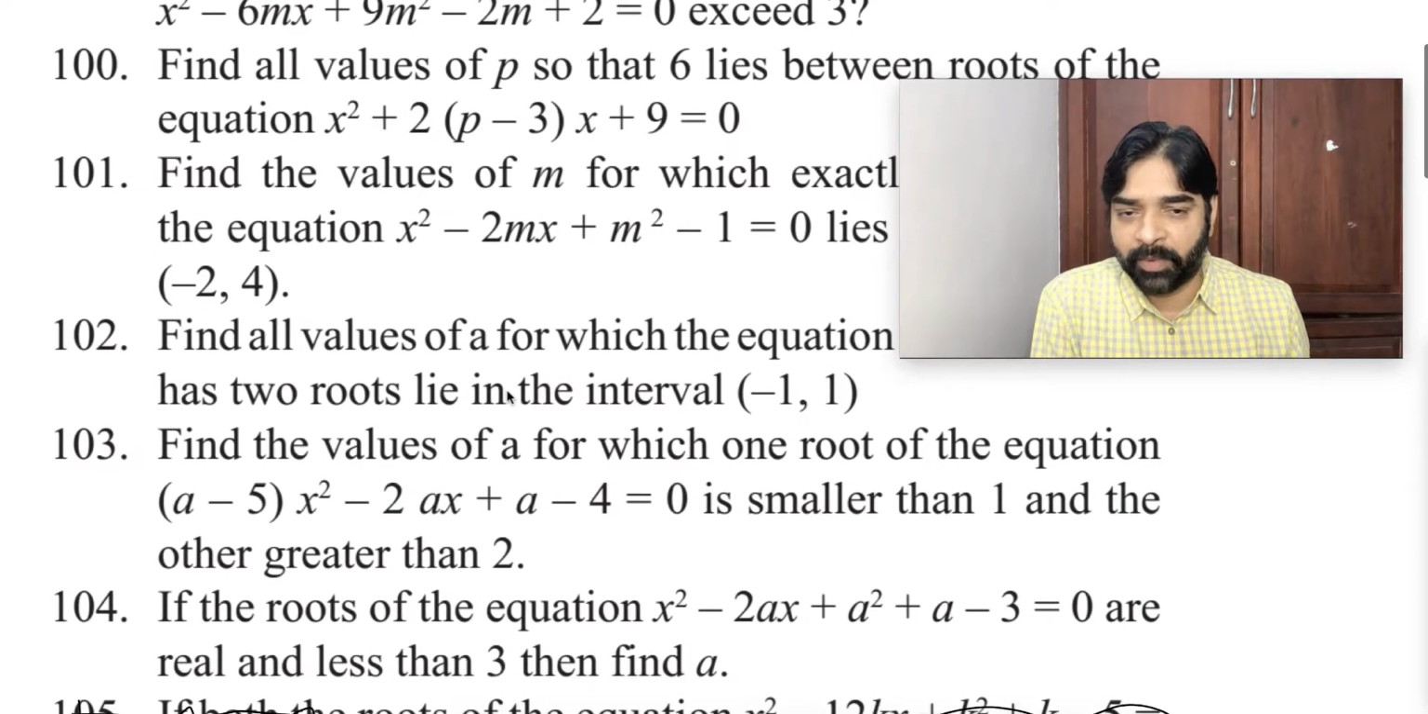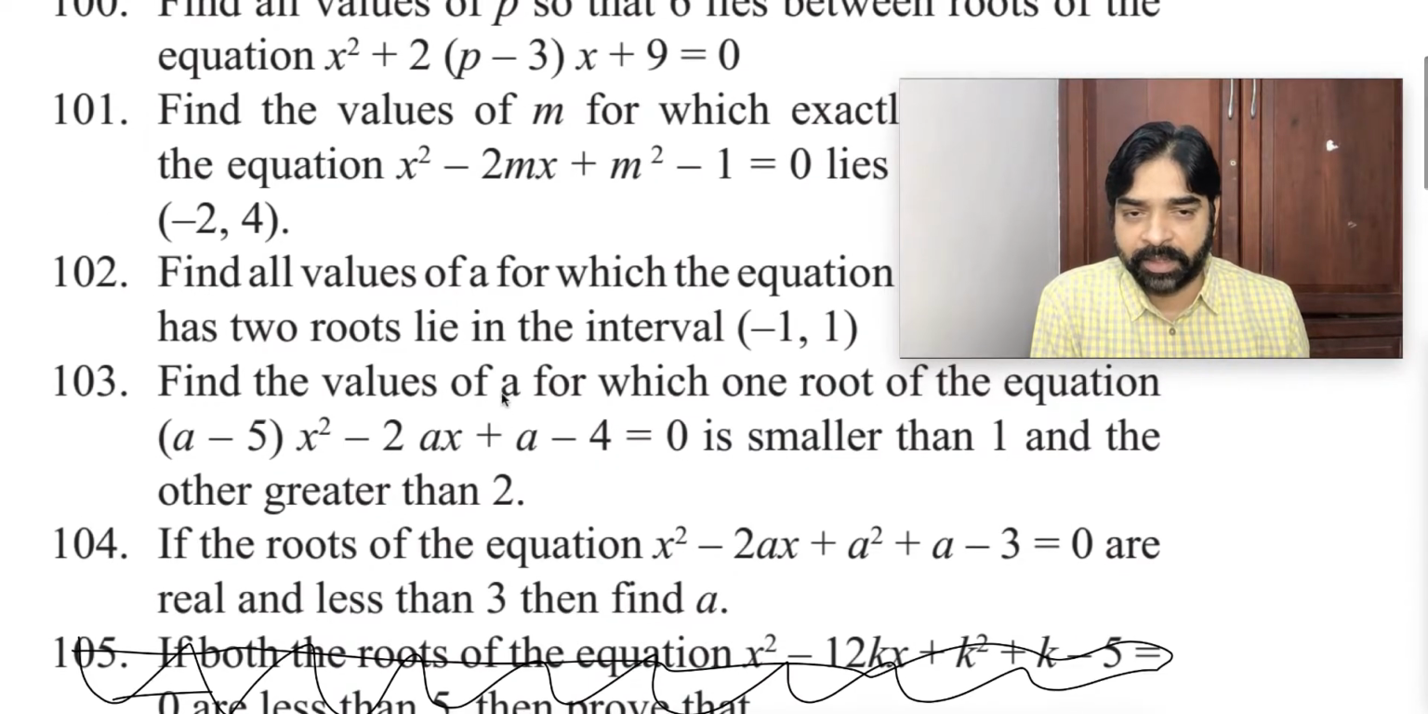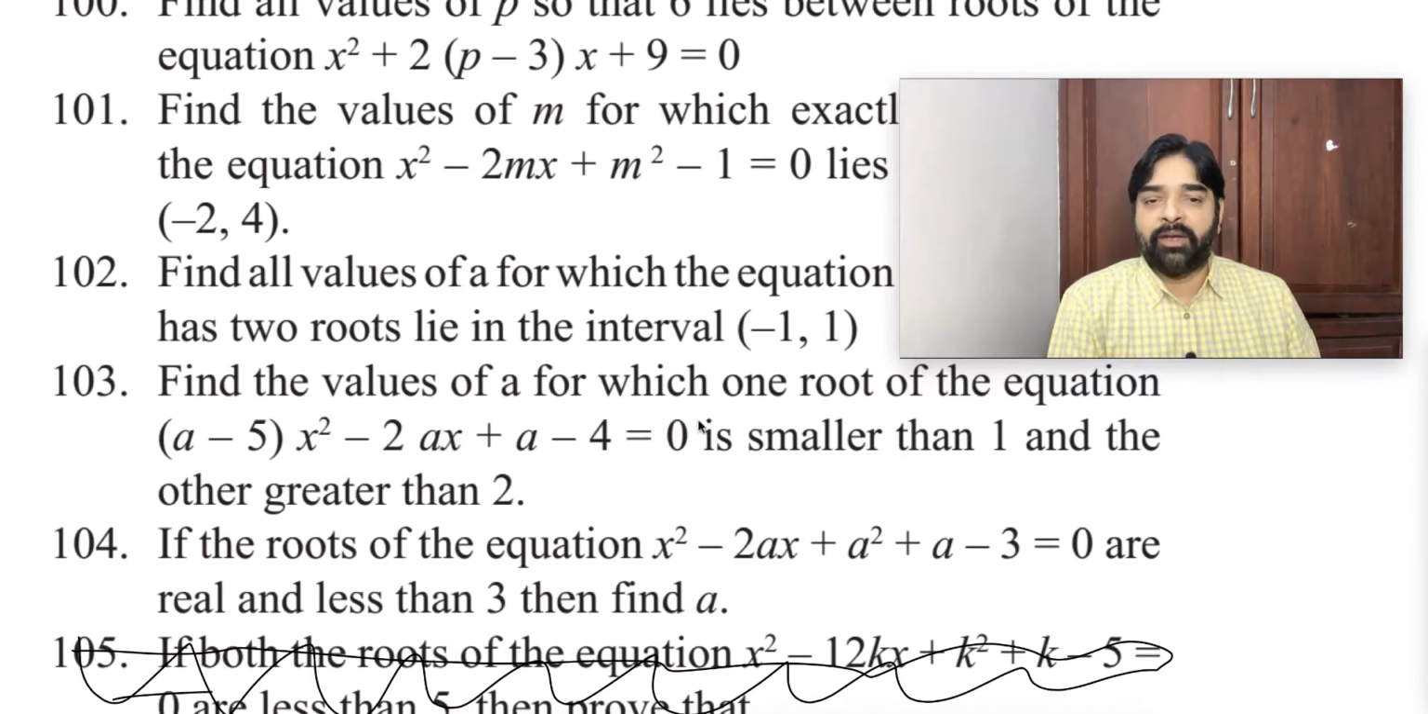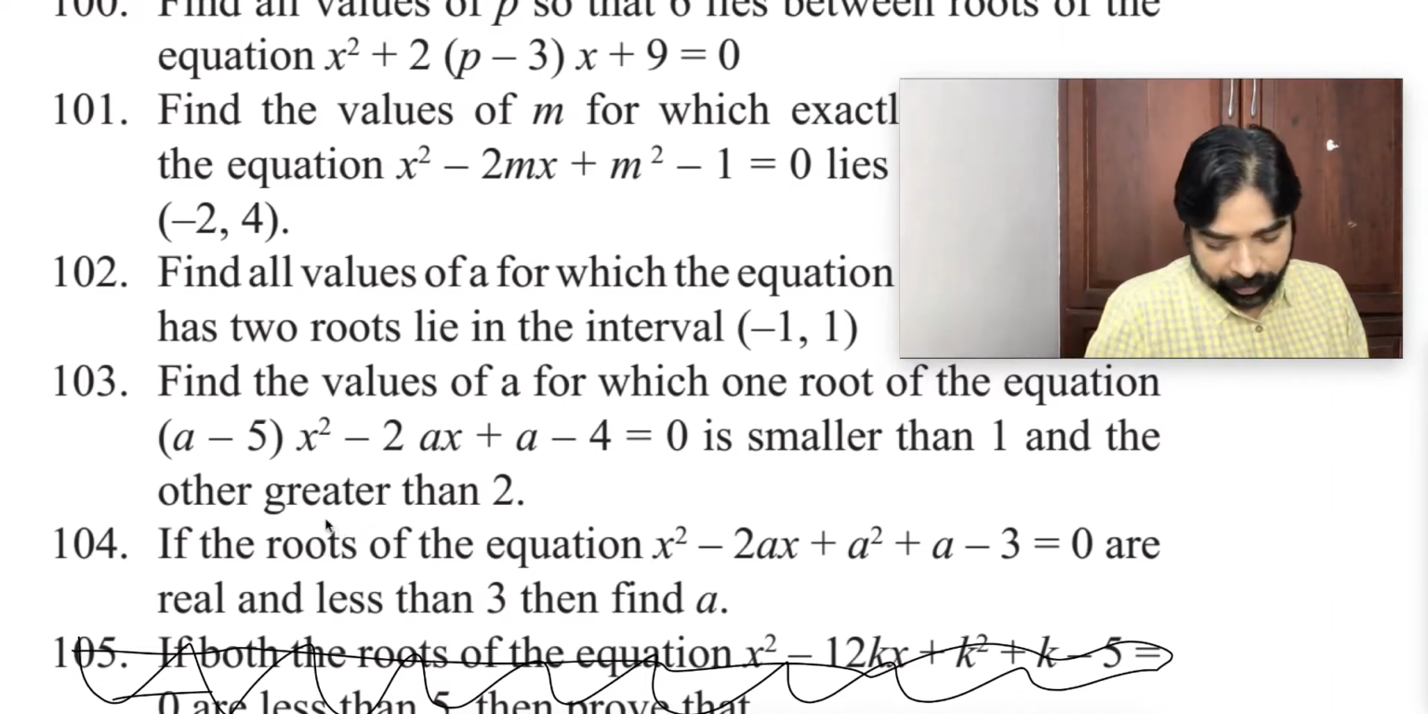Can we solve? 1, 0, 3 only I will solve. Let's see. Find the value of a for which one root of the equation is smaller than 1 and other is greater than 2. Okay.